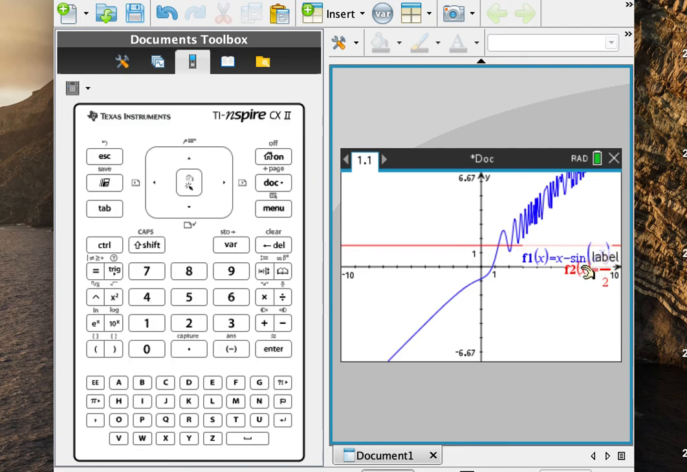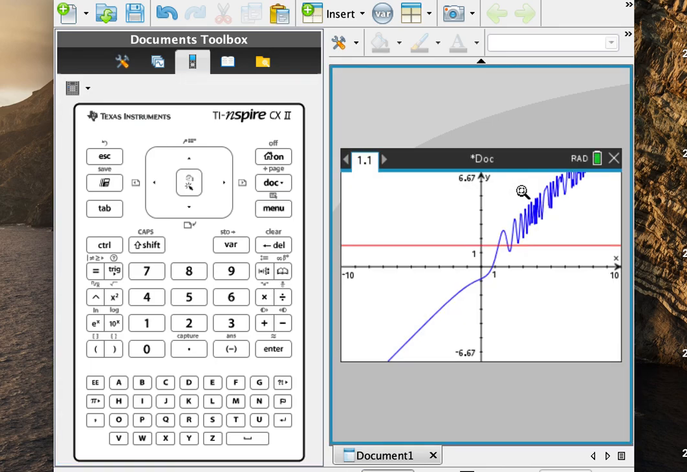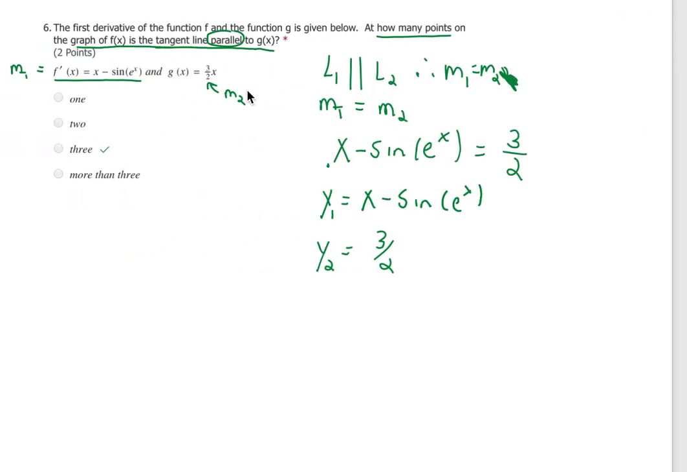Now before I go anywhere, let's get rid of these labels. They're going to hurt us looking at it. So let's try again. Zoom box. Focus on that part we're not too sure about. And then I can easily see now we have 1, 2, 3. It intersects the graph 3 times. So I go back over here, and my correct answer is it intersects the graph 3 times.